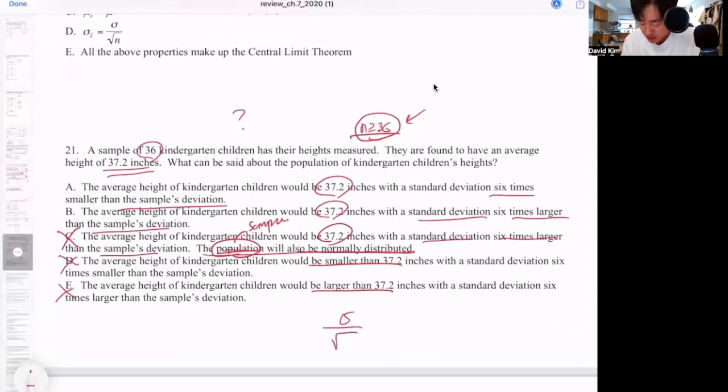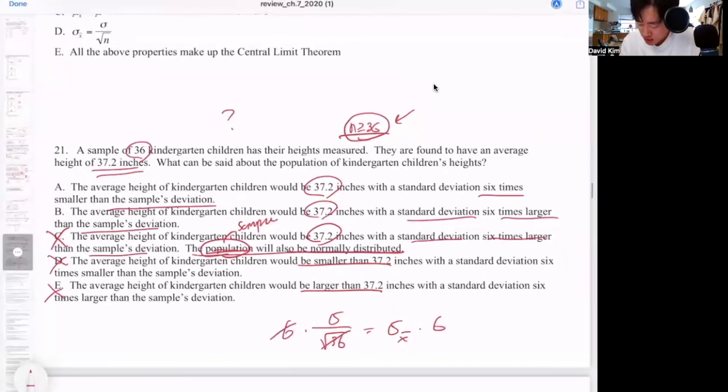We have a standard deviation, which we don't know, but it says it's 36 kindergarten children. That's the sample size. So you're literally taking the original standard deviation, dividing it by 6, and that's going to be your sample standard deviation, which means if you multiply both sides by 6, the original standard deviation is 6 times larger. So the standard deviation is 6 times larger than the sample standard deviation. That is the correct answer. So 21 should be B.